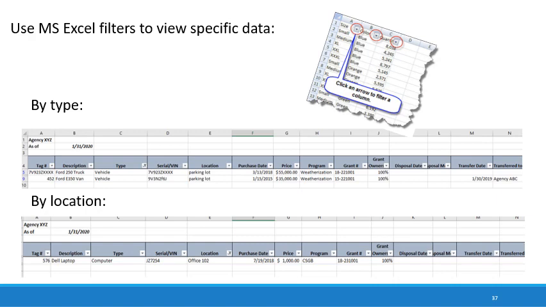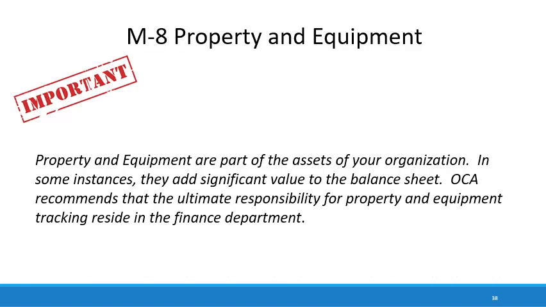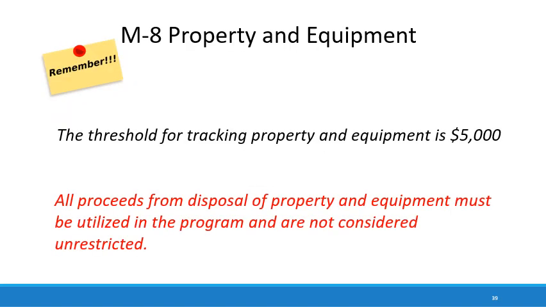LIHEAP, weather, and CSBG. An important reminder for everyone is that property and equipment are part of the assets of your organization. In some instances, they add significant value to your balance sheet. So we recommend that the ultimate responsibility for tracking the property and equipment reside in your fiscal department. And we would like to remind you that the threshold for tracking property and equipment is $5,000. And all proceeds from disposal of property and equipment must be utilized in the program and are not considered unrestricted.